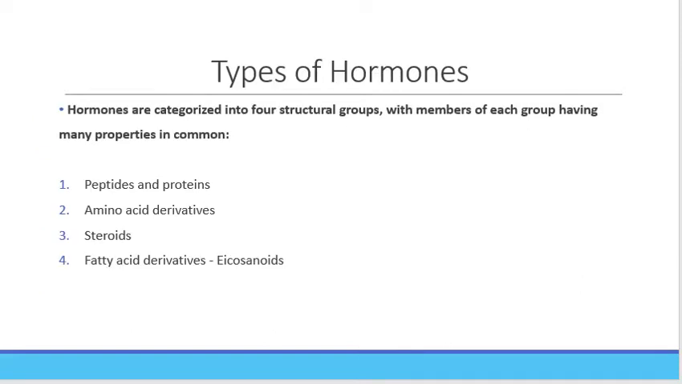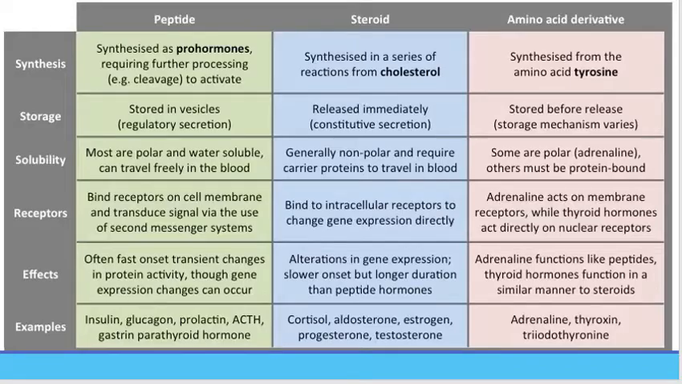There are various types of hormones. Hormones overall are categorized into 4 structural groups, with members of each group having many properties in common. The 4 structural groups include peptides and proteins, amino acid derivatives, steroids, and fatty acid derivatives. The next slide just gives you a visual of each category, the peptide, steroid, and amino acid derivative. It talks about the synthesis, the storage, the solubility, the receptors, the effects, and some examples of each. Please review this slide for testing purposes.